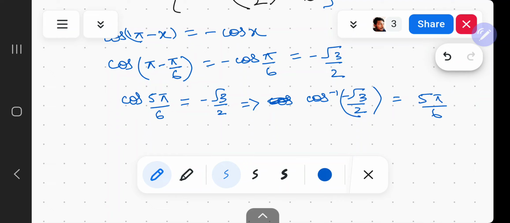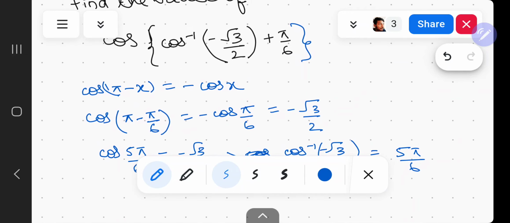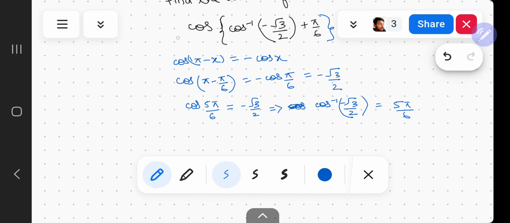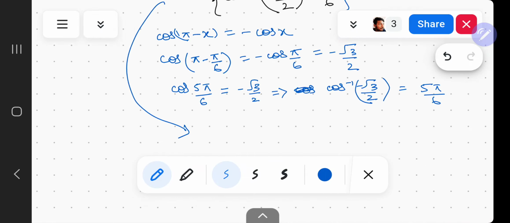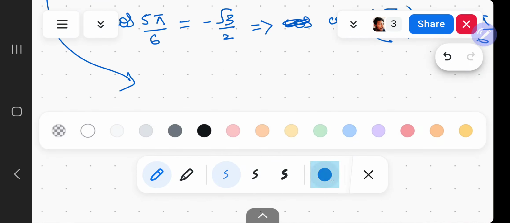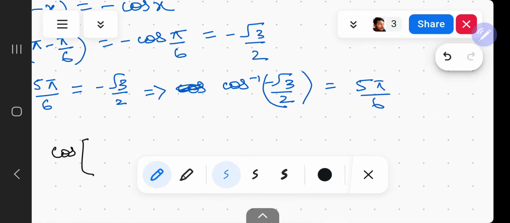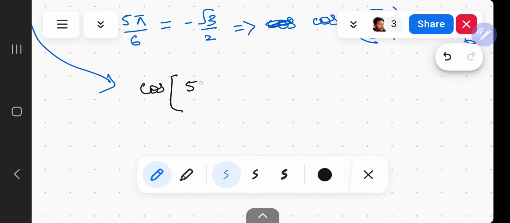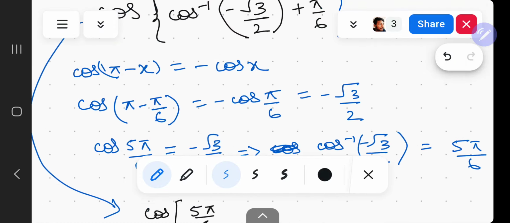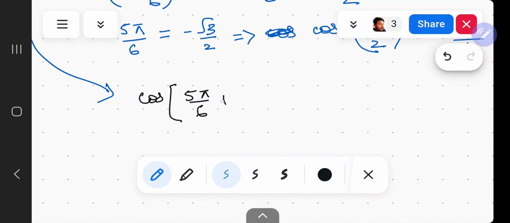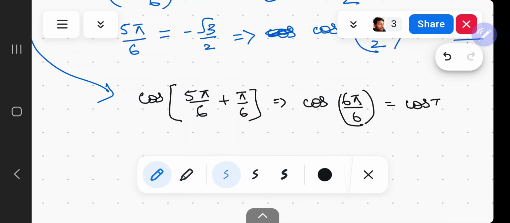So we got the value of cos inverse minus root 3 over 2. So now from here we can write that cos inverse minus root 3 over 2, that was 5 pi by 6, that's been added to pi by 6. So the answer is cos 6 pi by 6, which is equal to cos pi.